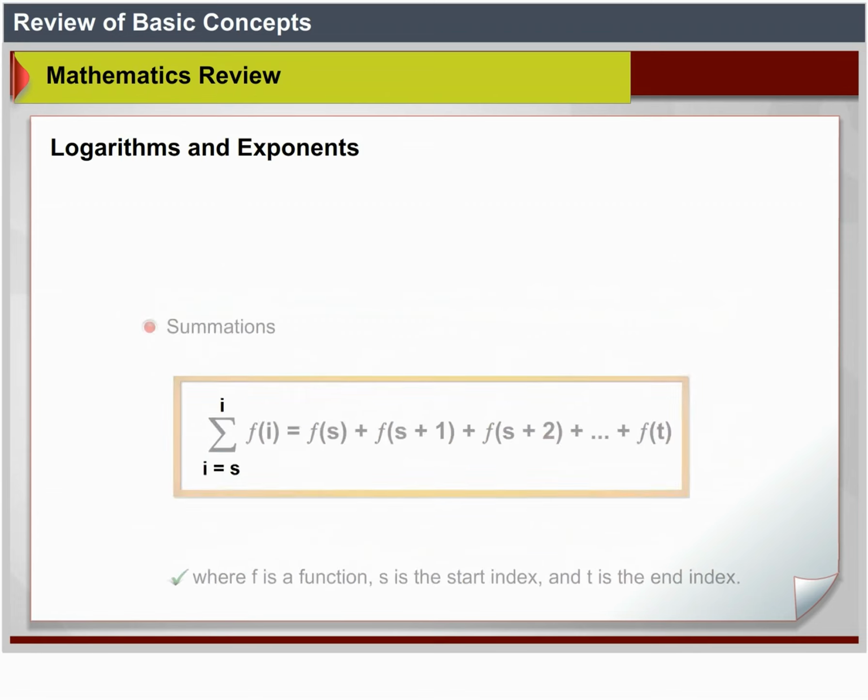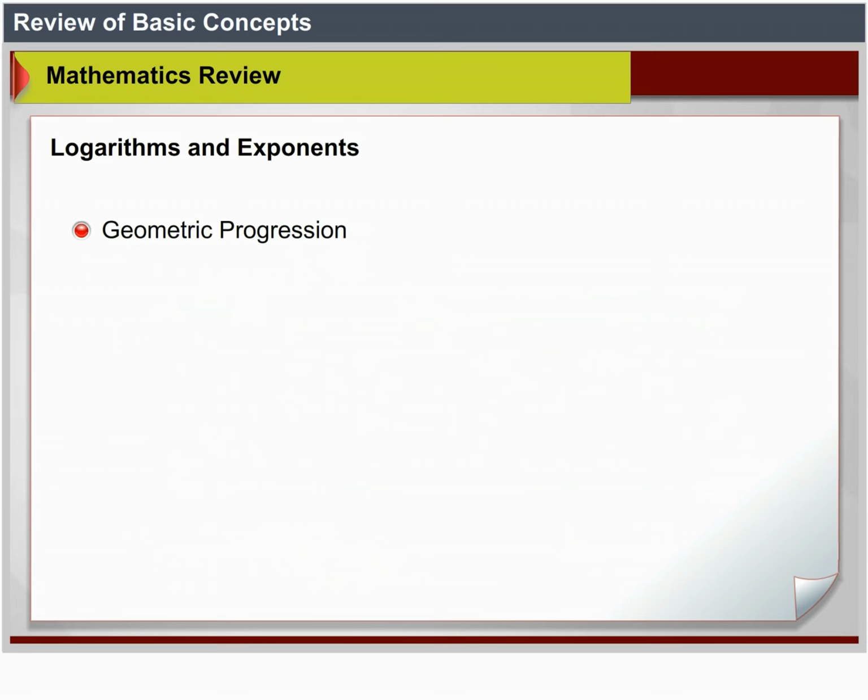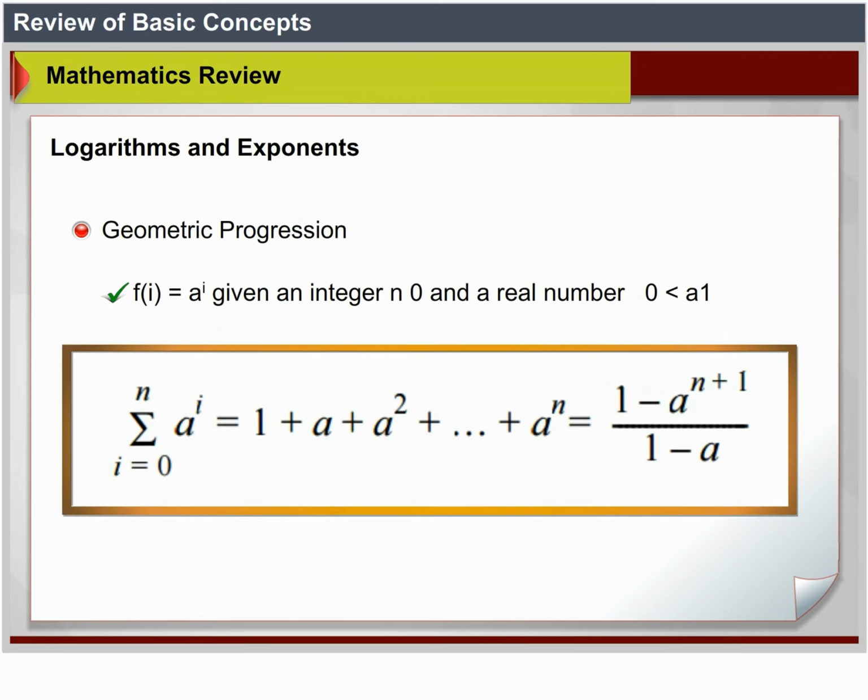Geometric progression. f of i equal to a power i, given an integer n ≥ 0 and a real number 0 < a not equal to 1. Summation of i equal to 0 to n, a power i equals 1 plus a plus a squared up to a power n, equals (1 minus a power n plus 1) by (1 minus a). Geometric progressions exhibit exponential growth.